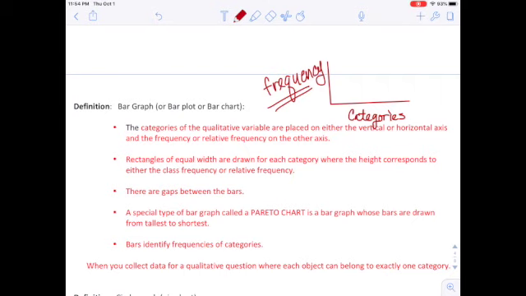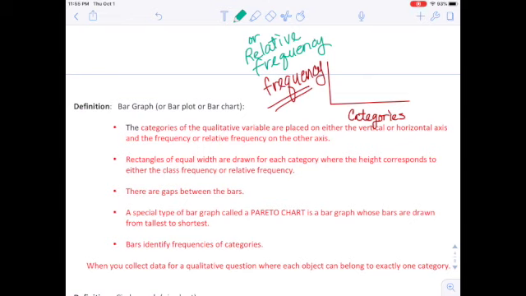Relative frequency there, okay? Second, rectangles of equal width are drawn for each category, where the height corresponds to their class frequency, meaning how many, or relative frequency, the decimal. So your bars, when you draw them, have to be the same size, or at least close to it, okay?